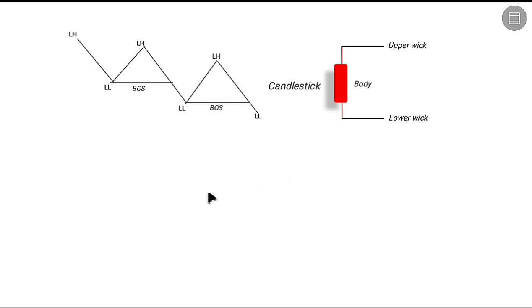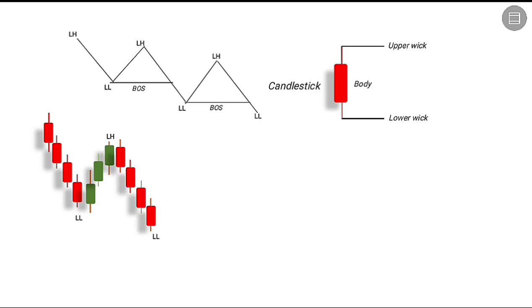So when you open your chart, you're going to see the candlesticks run like this: lower lows and lower highs, lower lows and lower highs, then lower lows. Why? Because the market is moving downwards, signifying that sellers are really in control. Now for a break of structure to occur here, for you to identify it using candlesticks, the body of the candle that made the lower low has to close below the lower wick of the candle that made the previous lower low. Let's see this.